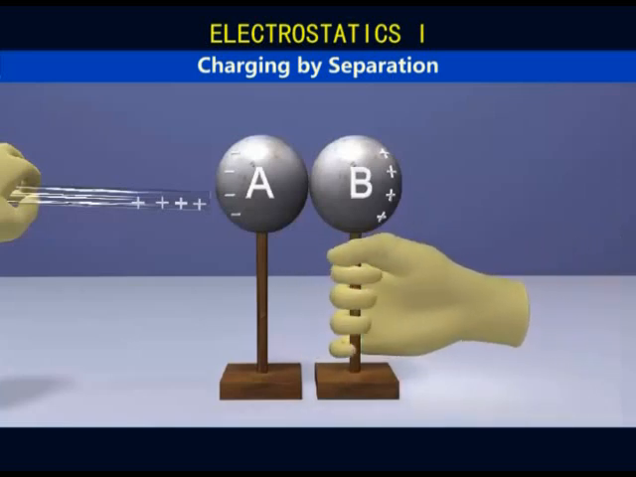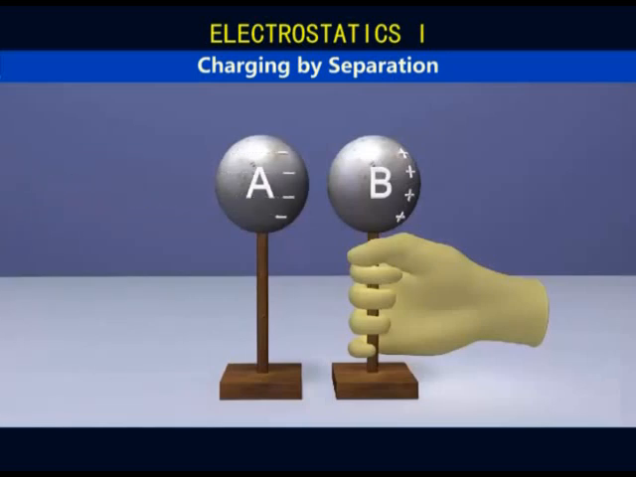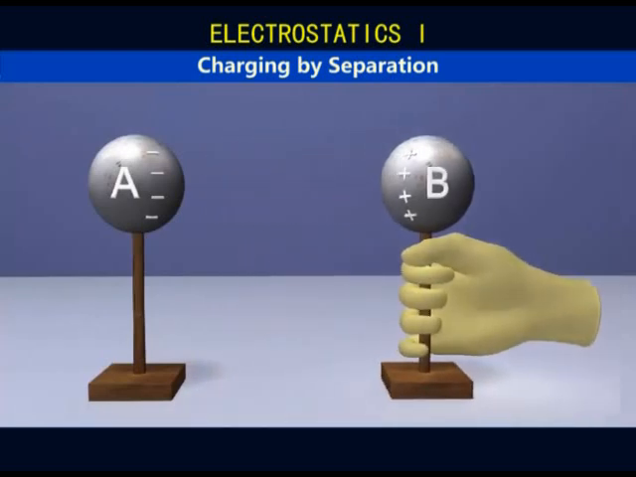Now, we separate the spheres by a very small distance, keeping the charged glass rod near them. When the glass rod is withdrawn, sphere A will retain the negative charge and sphere B will retain the positive charge. When we put them further apart, the excess charge on the metal spheres distribute uniformly, so the two spheres acquire opposite charges. The process is called charging by separation.